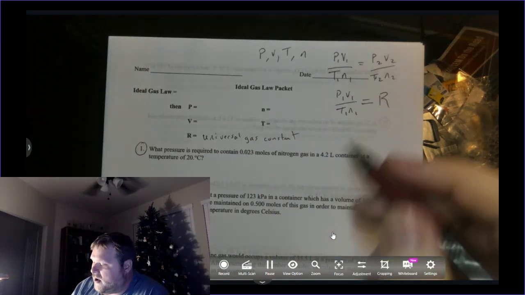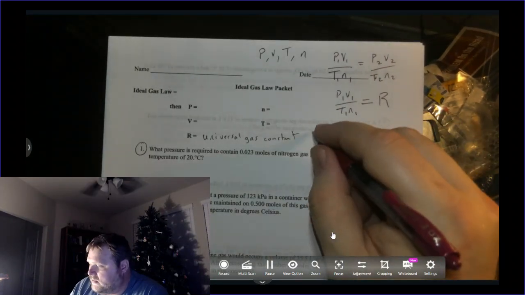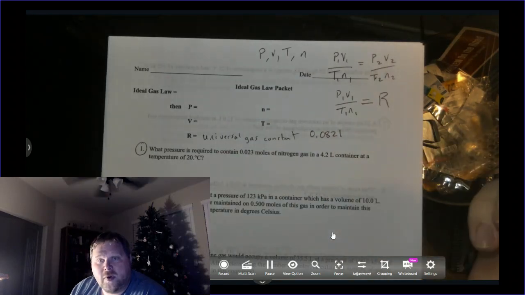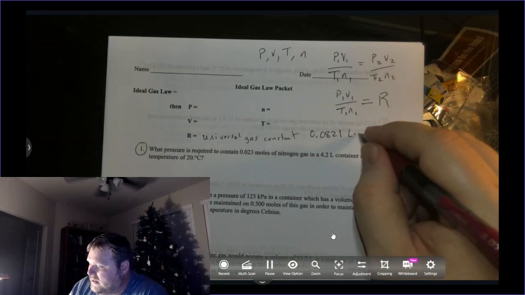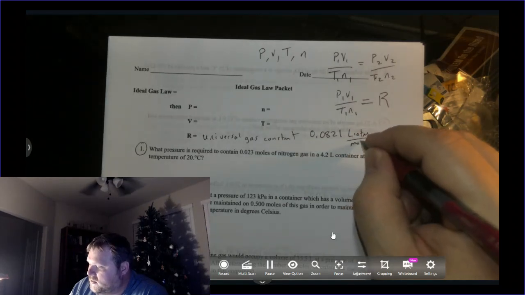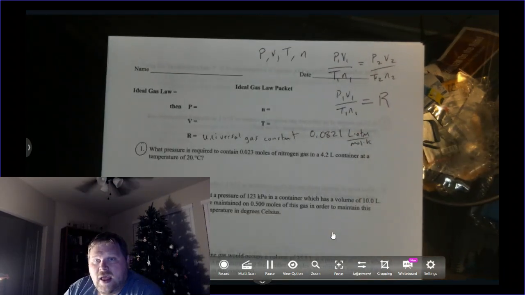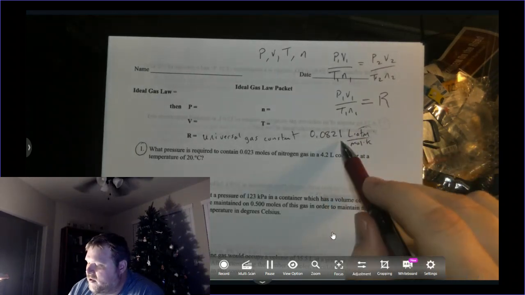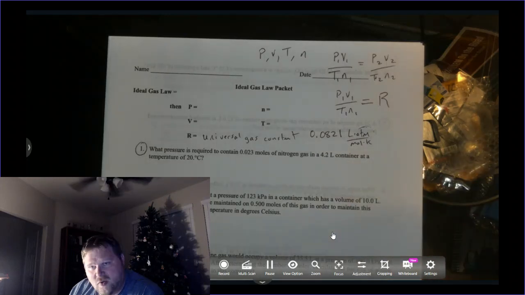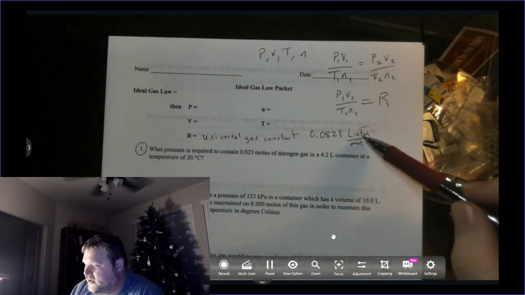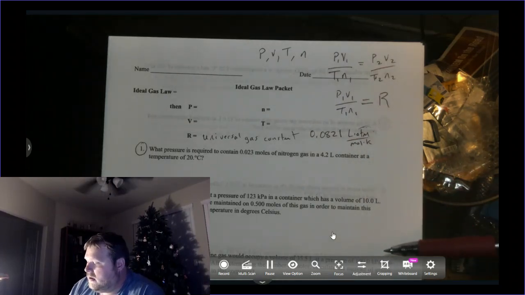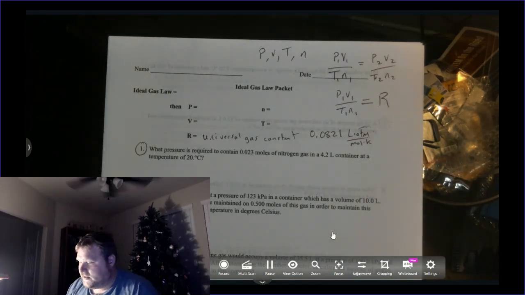The most common value that you're going to see, though maybe not on the worksheet that we're going to do, is 0.0821 liter atmospheres over moles K. If we change the units of pressure, the value of the number is going to change a little bit. It's the same quantity, just the number changes as we change the unit. So we'll get to that. Let's just get going here.